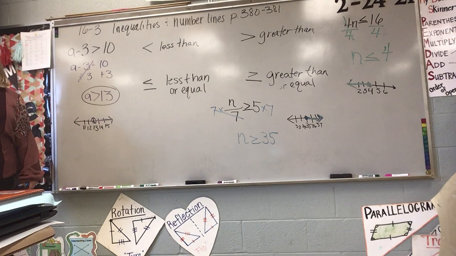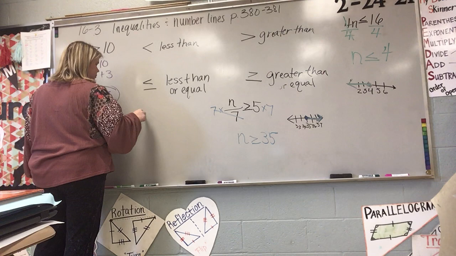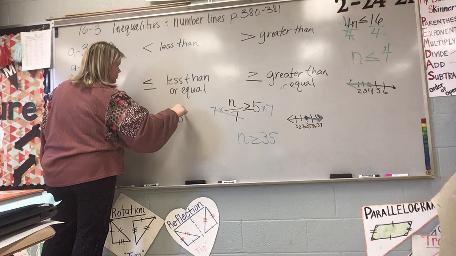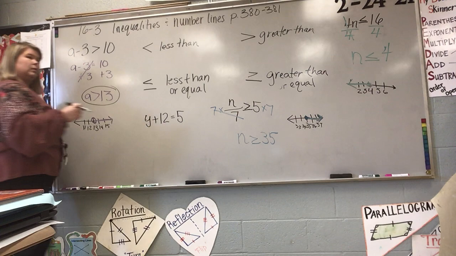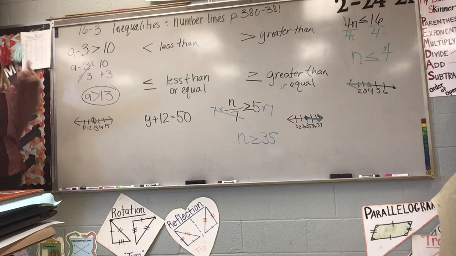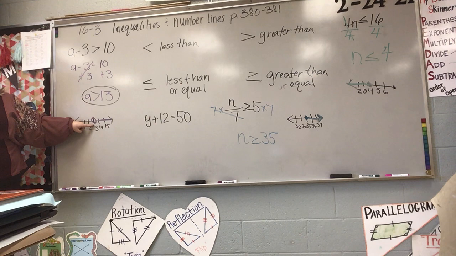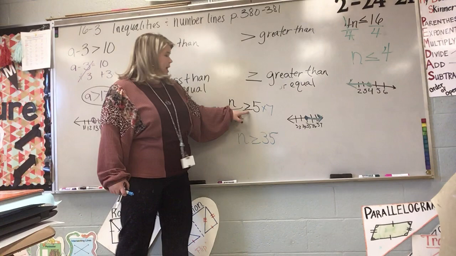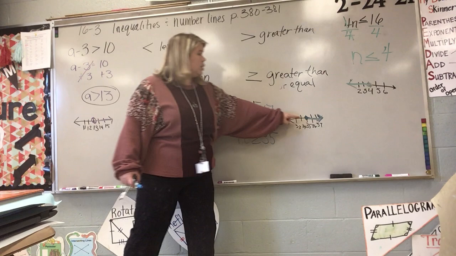Okay, one more. Sometimes, why would I fill in the circle here, but not fill in the circle here? Because it doesn't have an equal sign. It's not equal to 13. It's only going to be around 13, that one. Here it's equal to 35, therefore I make it a closed circle because it could be right on 35.